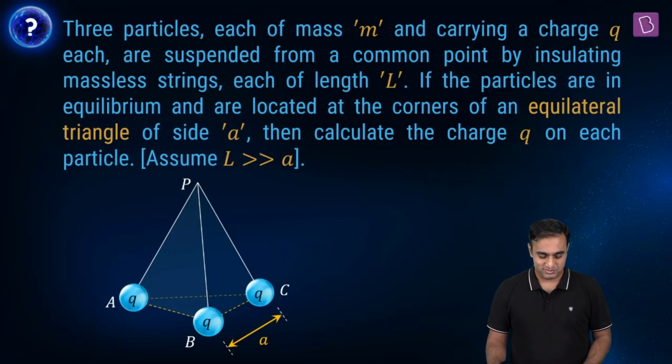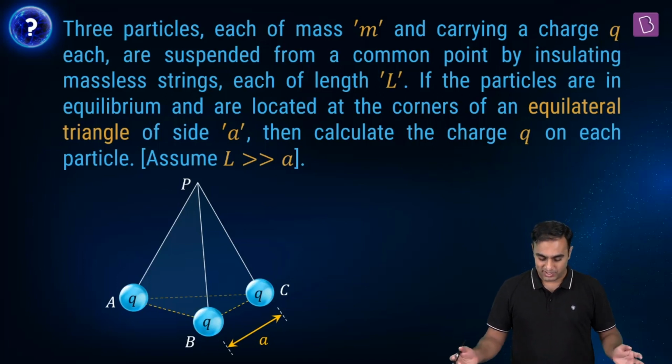Look at this question here. We are given 3 particles, each of mass m and carrying an identical charge q each, and are suspended from a common point by insulating massless strings each of length L. If the particles are in equilibrium, what do you mean by that? The net force acting on either of these particles is 0, and they are located at the corners of an equilateral triangle of side a. Then calculate the charge small q on each particle.